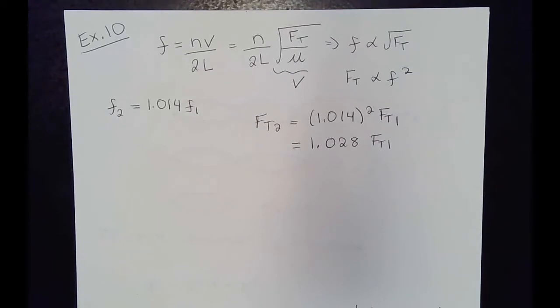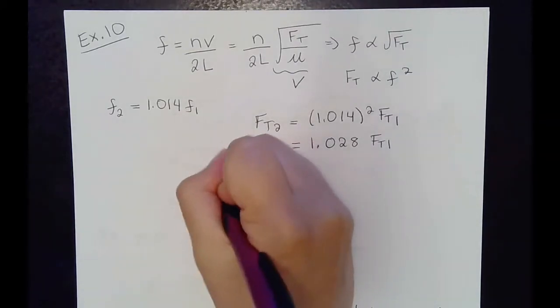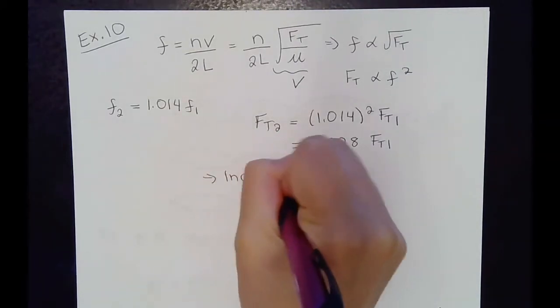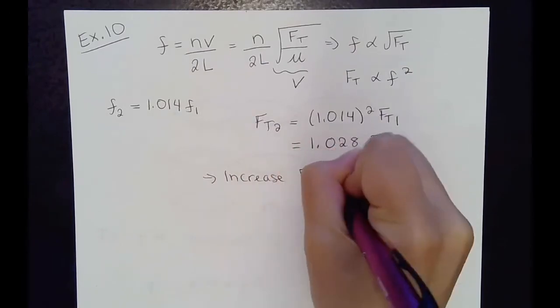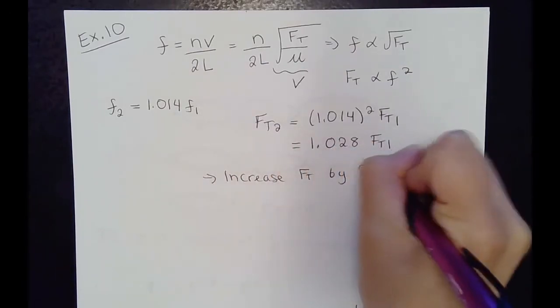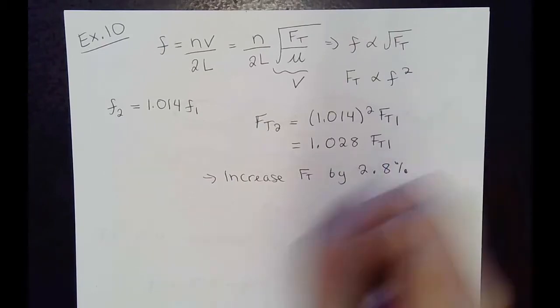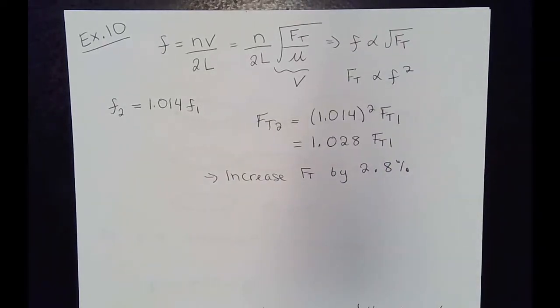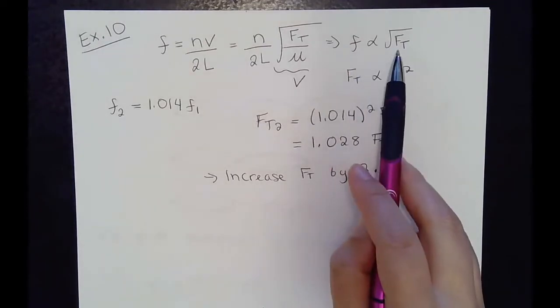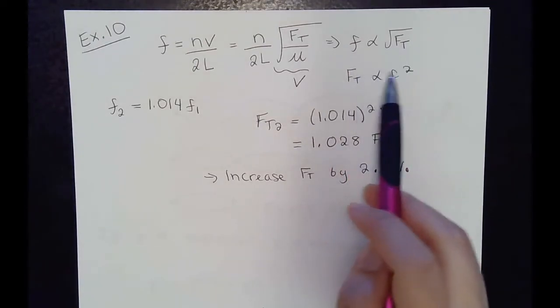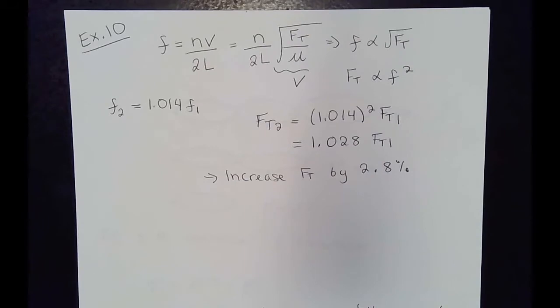So what we find is that we need to increase the tension by 2.8% in order to change the frequency by 1.4%. So we can see that they are directly related, so we knew we had to tighten the string in order to increase the frequency, and this tells us by how much.